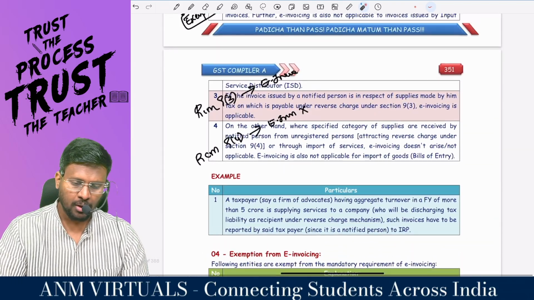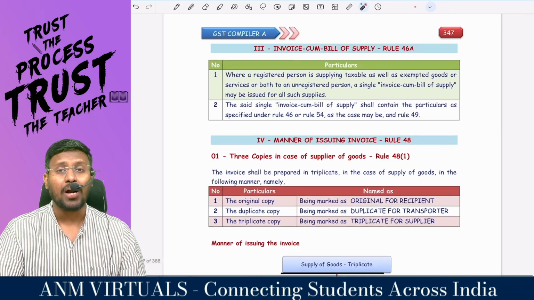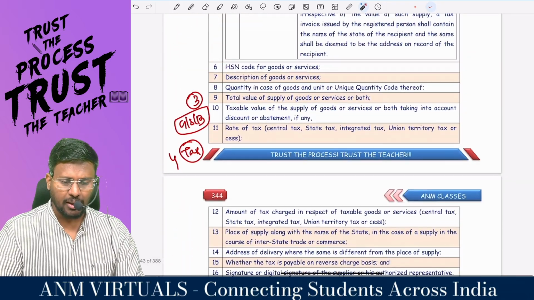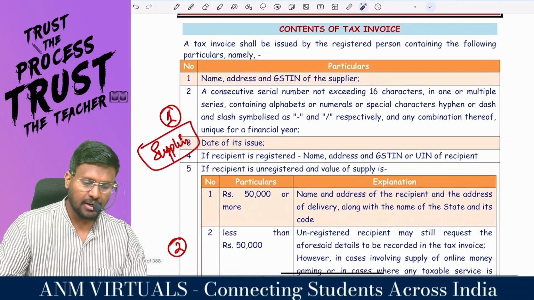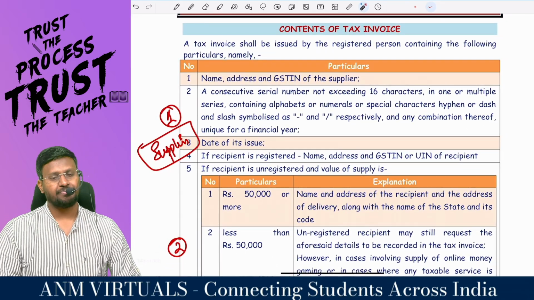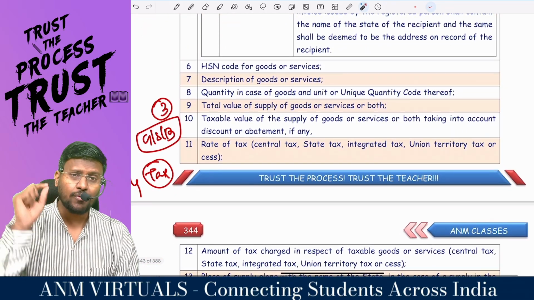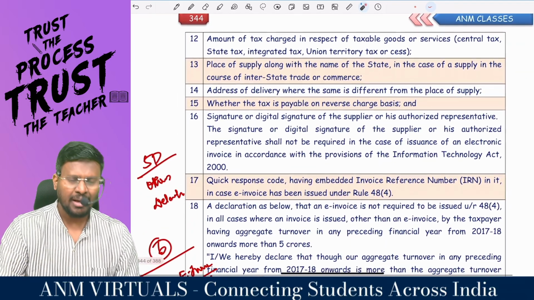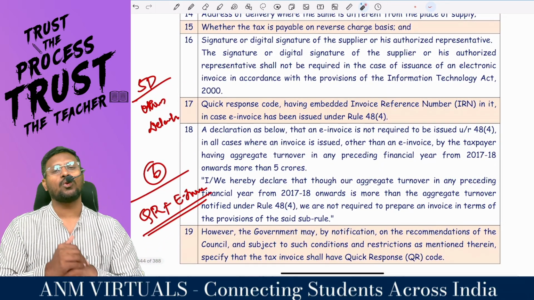GST common portal. So in this chapter, what mainly we are talking about is what are the contents of the tax invoice. Generally, this is a summary of this chapter. If you are having a tax invoice, basically supplier details should be there. Then recipient details should be there. Then the details of the goods or service or both should be there. Then tax details should be there. Then other common details should be there. And QR code and applicability of the e-invoice should be there.